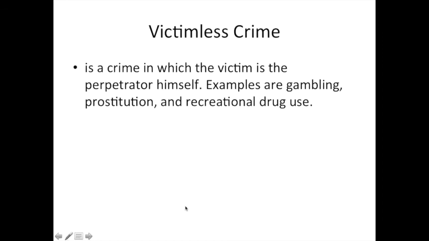So, ito, victimless crime is a crime in which the victim is the perpetrator himself. So, examples are gambling, prostitution, and recreational drug use. Now, mahirap kasi ito. That is why the government is trying to avoid these victimless crimes kasi the government punishing these acts are not helping, we will not help those victims.